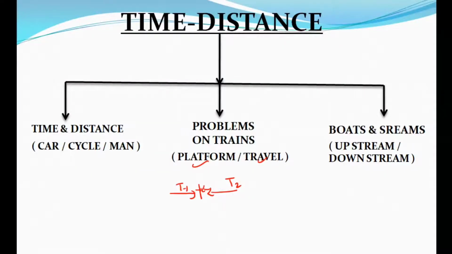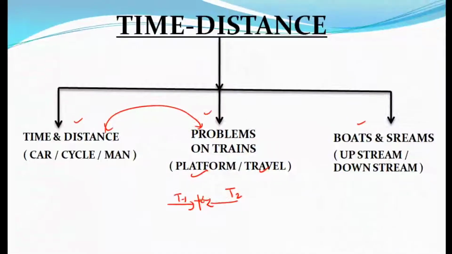And the last is boats and streams. These are problems like upstream and downstream problems. Boats and streams is completely different when compared to the other two models. In time and distance and problems on trains, 90% of the concepts are the same. But boats and streams is completely different from the other topics.